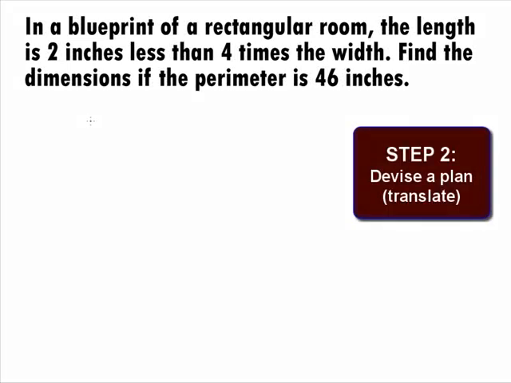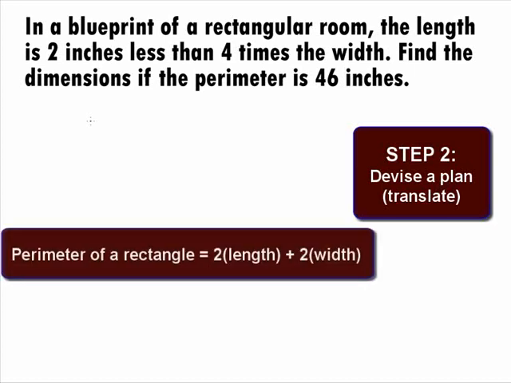In step 2, we want to devise a plan. This step involves translating the problem into a mathematical equation. We are given the value of the perimeter, so we need to use the perimeter of a rectangle formula to help us solve this problem. Since the perimeter is the distance around the figure, the perimeter of a rectangle is 2 times the length plus 2 times the width.